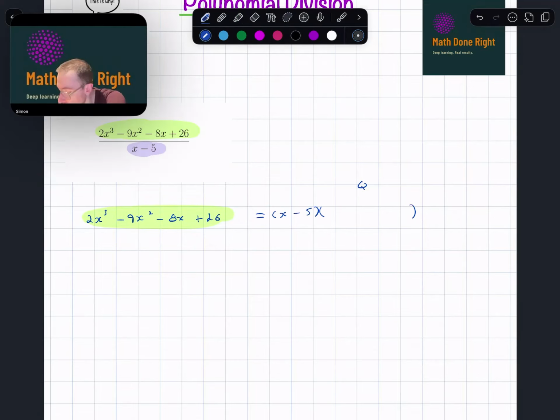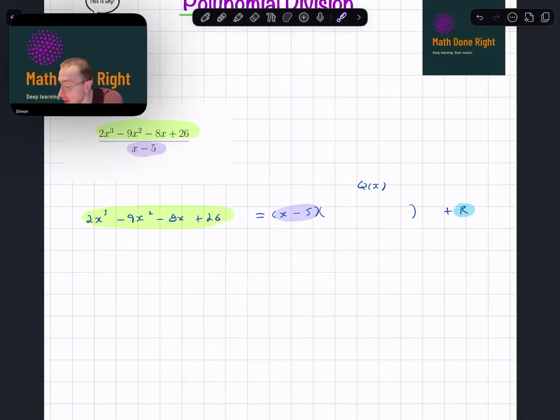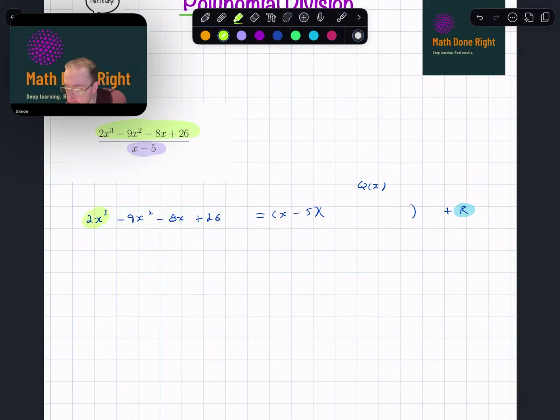And then we're going to put in our quotient, which of course will be a quadratic, and then our remainder, which has to be a real number. That's why we're putting it as r and not r of x, because it has to have a lower degree than the divisor, and the divisor is a linear term, so it has degree 1. The remainder has to have degree 0. And then again, we are going to match term by term.